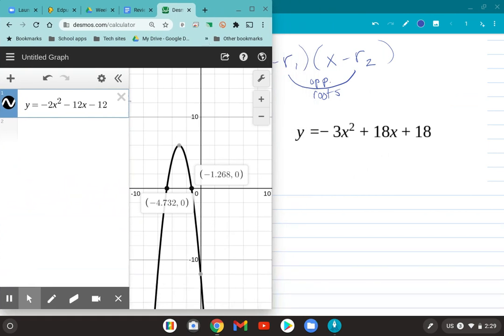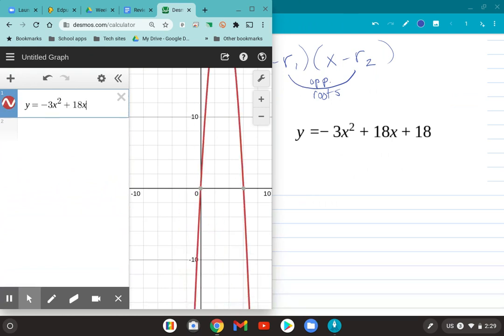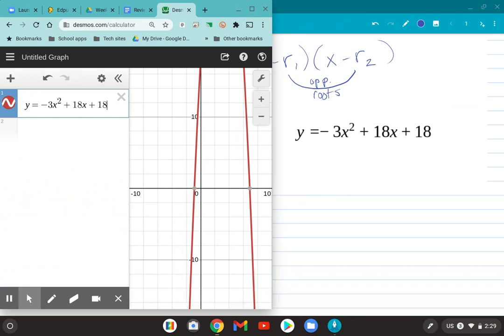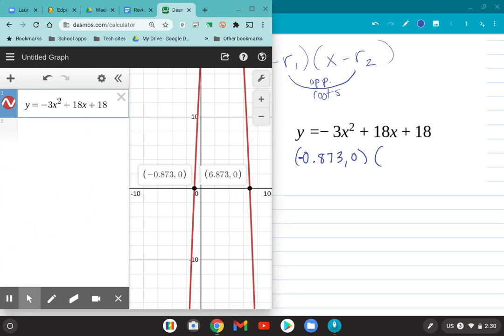Moving it over. We're going to clear it, and we're going to put it in. Y equals -3x squared plus 18x plus 18. Again, we get some weird ones again, but that's all right. Okay, and it doesn't matter which one you put first. 1 times 2 is the same as 2 times 1. Okay, and the next one, 6.